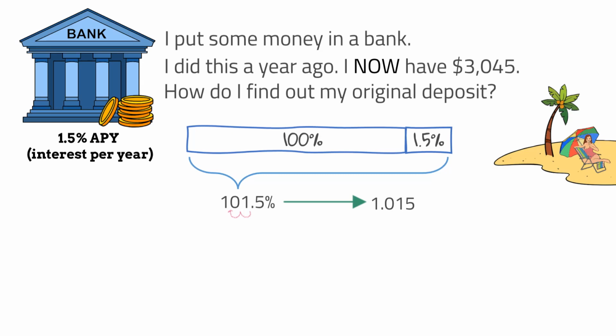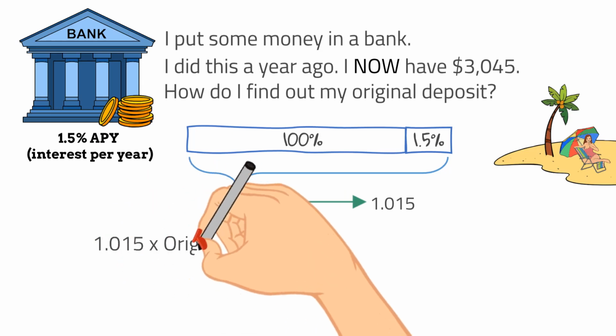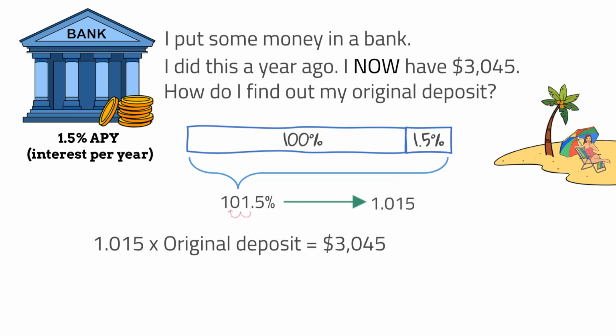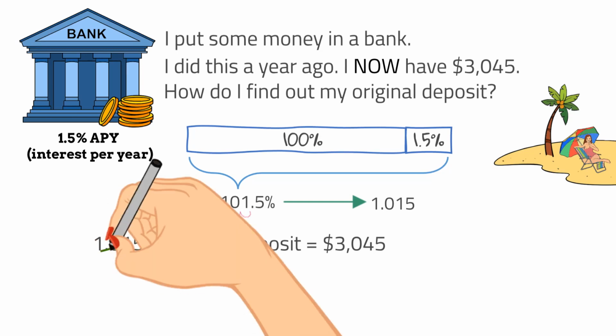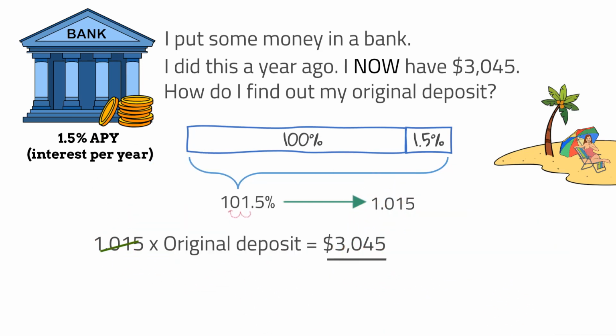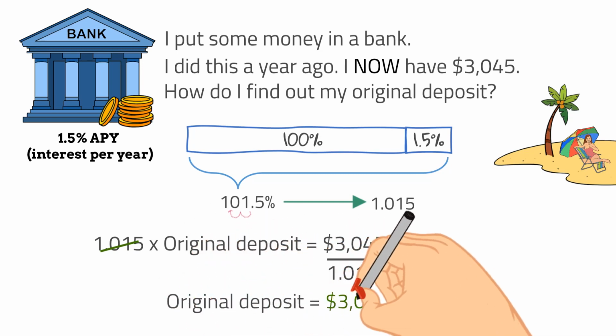So if I had taken that multiplier and multiplied it with my original amount, I will get the amount I have now. And this leaves me with quite an easy one-step equation to solve. To find my original deposit, I can just divide both sides by 1.015. So my original deposit is just the amount I have now divided by the multiplier. And it gives me an original deposit of $3,000, which means in 1 year I have just made $45 by putting my money in a bank.